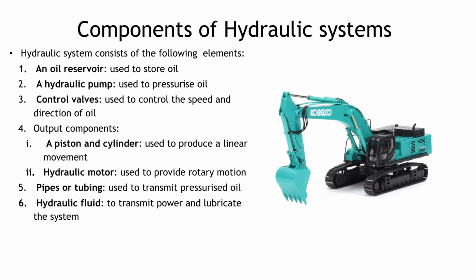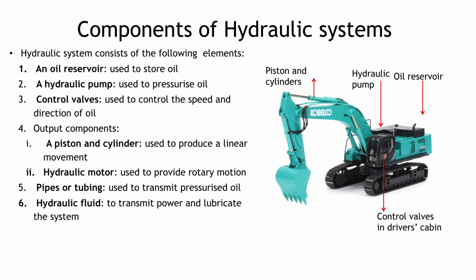A hydraulic system consists of the following elements: an oil reservoir used to store oil, a hydraulic pump used to pressurize oil, control valves used to control the speed and direction of oil, output components, a piston and cylinder used to produce a linear movement, hydraulic motor used to provide rotary motion, pipes or tubing used to transmit pressurized oil, hydraulic fluid to transmit power and lubricate the system.